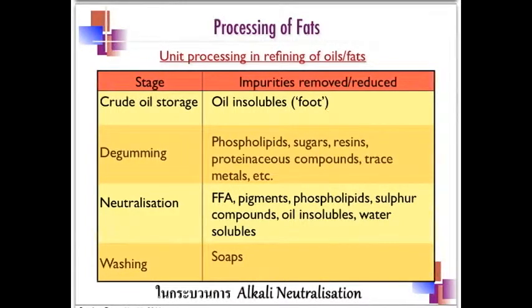In the alkali neutralization process, we add the caustic, or the sodium hydroxide, to neutralize the free fatty acid and also remove other components, pigments, and some gums, sulfur compounds, and other oil insoluble and water soluble compounds. Then the washing step is to wash the soaps that are produced as a byproduct from the neutralization step.